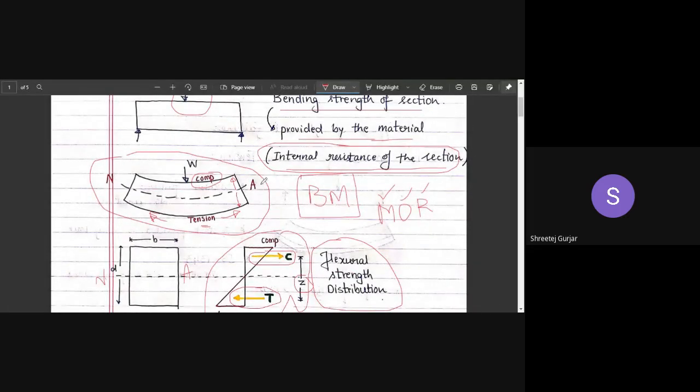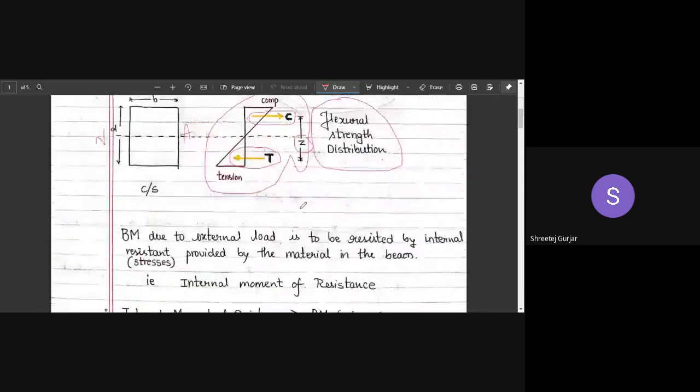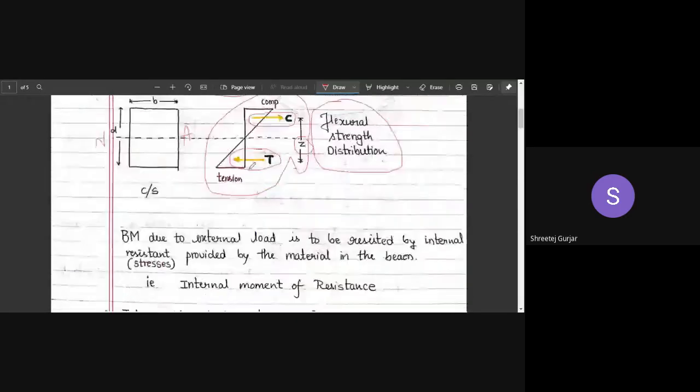That bending moment is to be resisted by the section, right? That resistance is termed as moment of resistance. The bending moment which is caused by the loads is resisted by the section, so that is termed as moment of resistance. We have to learn how to derive this particular moment of resistance.